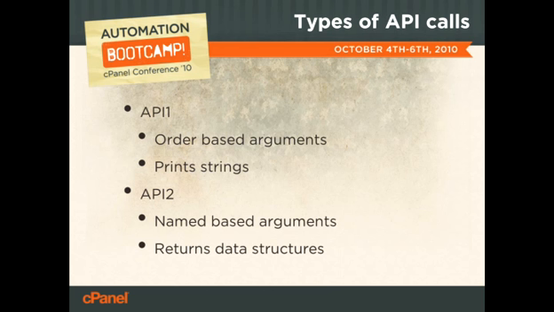cPanel has API 1 and API 2. API 1 is the API that we used in cPanel 10 and earlier. We still use it in the current product, but it's regarded as a legacy thing. It takes order-based arguments, meaning that when you call a function with API 1, you call it in an order-based way. There is no name, there's no real definition of parameters other than the order it comes in at.